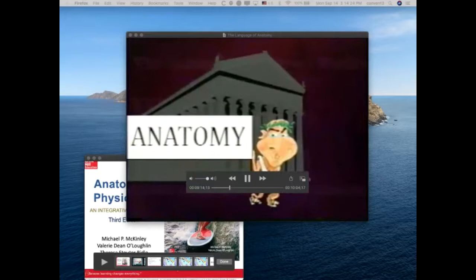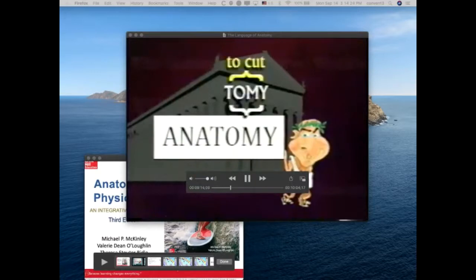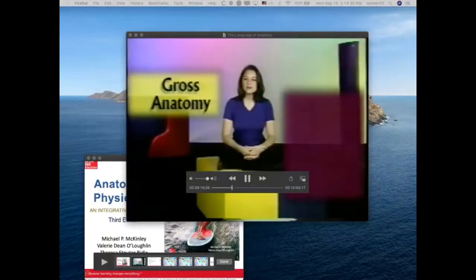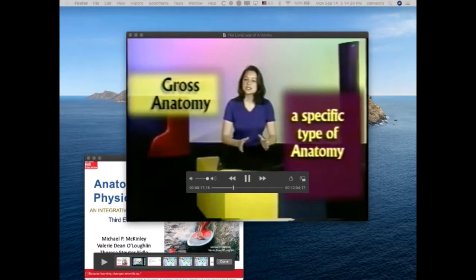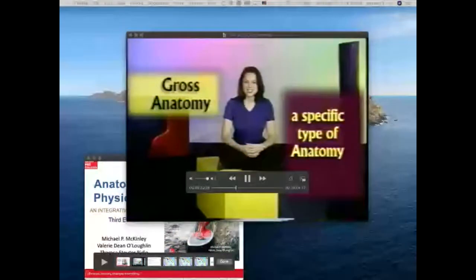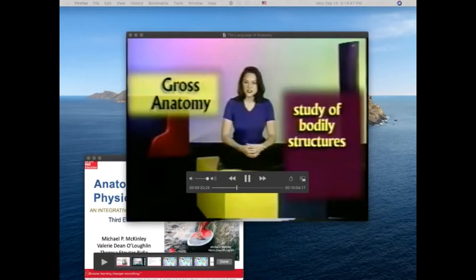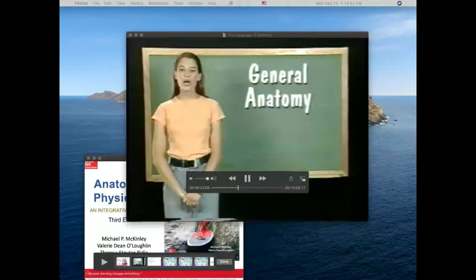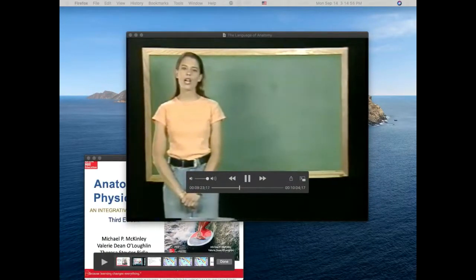For example, the word anatomy comes from the Greek words tomy, meaning to cut, and ana, meaning up, to cut up. A lot of people use the term gross anatomy when studying the body. This is a specific type of anatomy. The term gross anatomy, contrary to popular belief, is not the study of footings, underwounds, or the death from family ties, but rather the study of bodily structures visible to the naked eye. But since we're studying general anatomy, we're dealing with structures both visible and invisible to the naked eye.